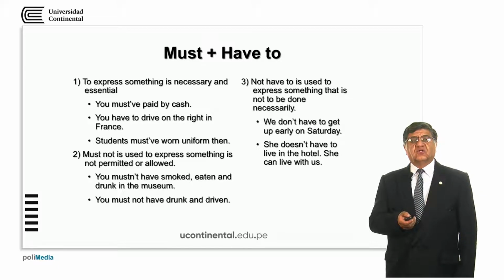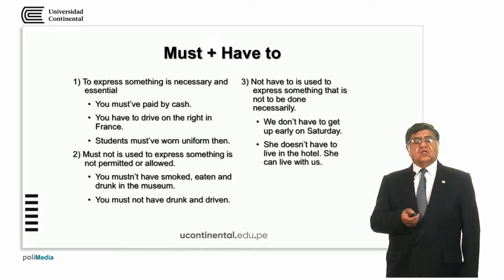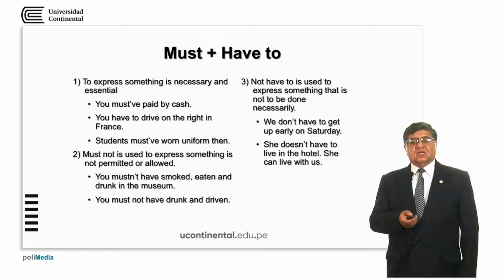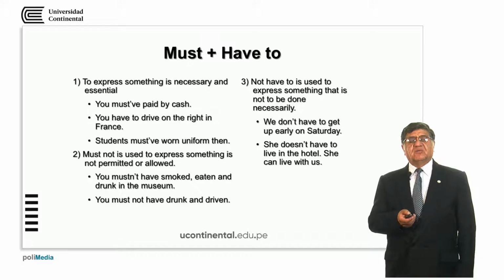Students must have worn uniform then. Okay, in the past tense, at some point in the past, students needed a uniform to get into the school or, I don't know, going to classes. Must not, the negation, must not is used to express something is not permitted or allowed. You mustn't have smoked. Okay, the possibility of smoking was not a good one in the past tense.